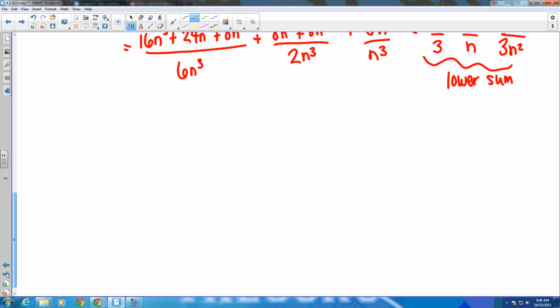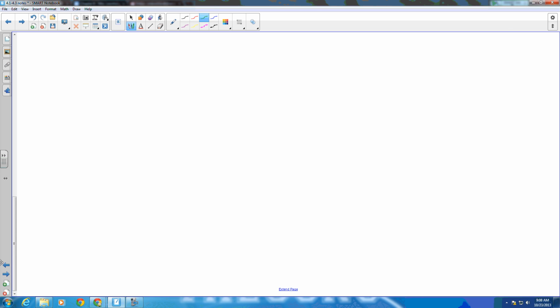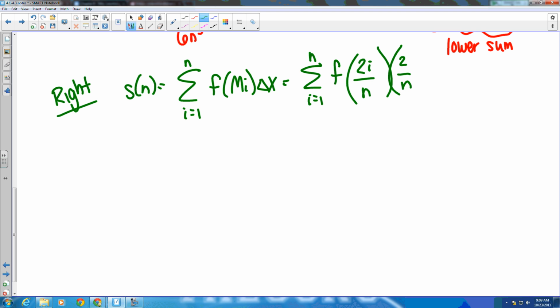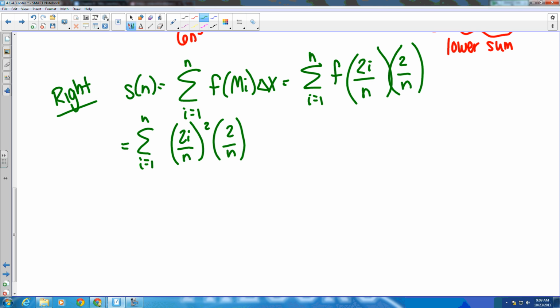Okay, we have to do the upper sum. I think the upper sum is a little bit easier. Our sum is the summation from i equals 1 to n of f of capital M_i times delta x. Our capital M_i was 2i over n, and delta x was 2 over n. Put that into the function. We have the sum from i equals 1 to n of (2i over n) quantity squared times 2 over n, which is delta x. And then pull out our n terms.